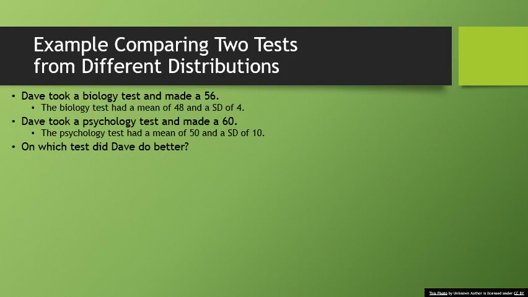Okay, so here's an example comparing two different tests from two different distributions. Dave took a biology test and made a 56. The biology test had a mean of 48 with a standard deviation of 4.